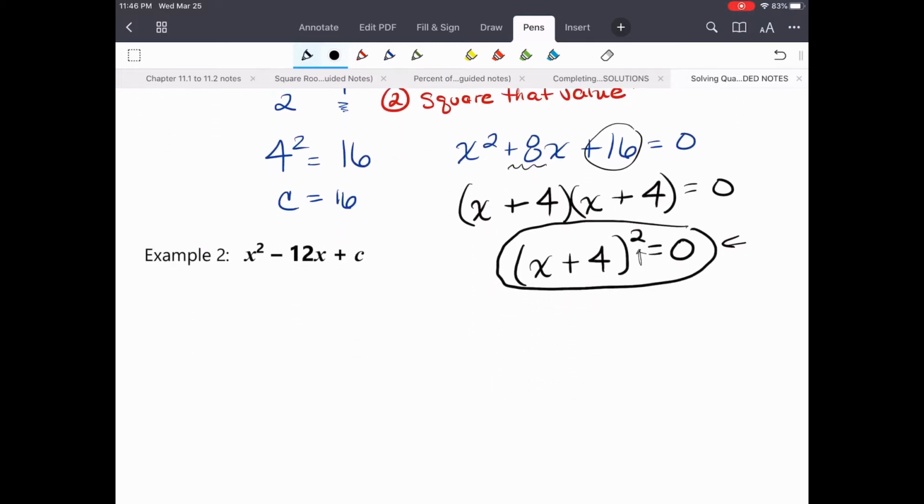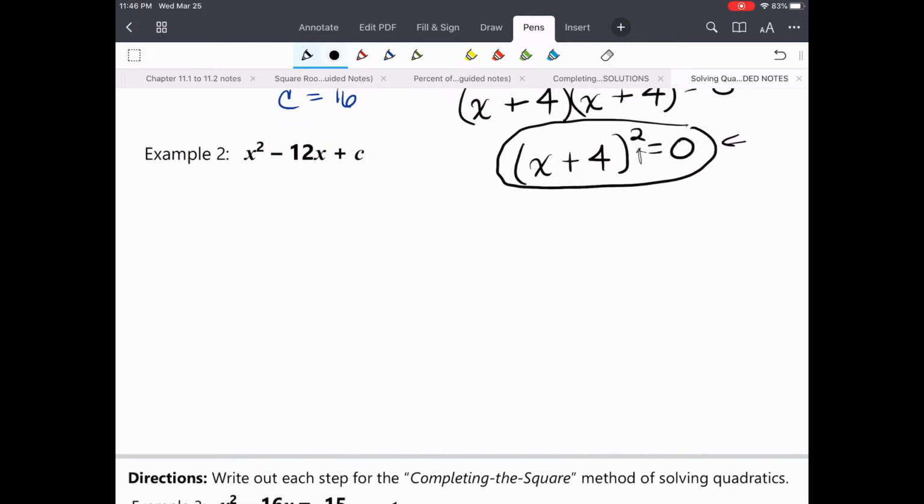This next example, let's go with the flow here. We've got 12. I know it's negative 12. So we're going to divide that by 2. Negative 12 divided by 2 is negative 6. And then we're going to go ahead and square that. So negative 6 squared is 36. It's positive. Notice that when you multiply a negative times a negative, you get a positive.